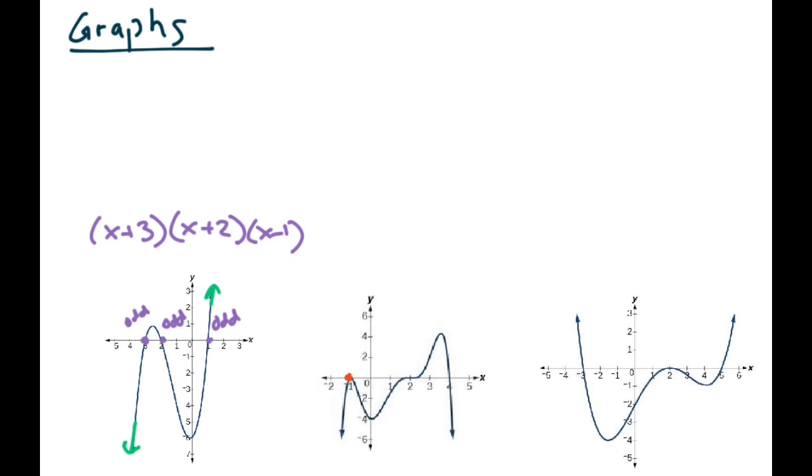Now here, I've got 3 zeros for this one as well. Since it is bouncing off at -1, it has an even exponent. At 2, it's going through, so it has an odd. And at 4, it's going through, so it has an odd. So this one could be x plus 1 squared, because it's bouncing off. Then x minus 2 cubed, because it's going through. Then x minus 4 to the first power. Now, because my end behavior is down and down, that means I need a negative with it. So I'm going to put a negative out in front.